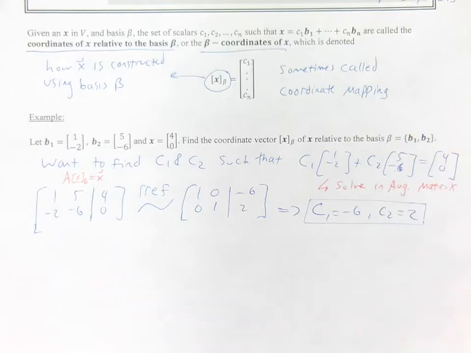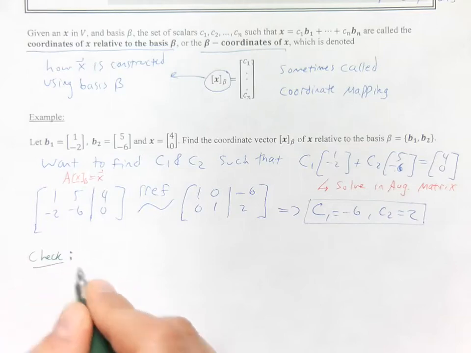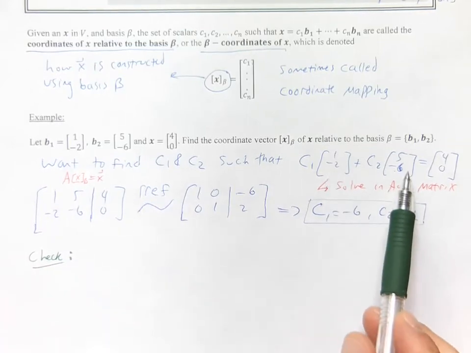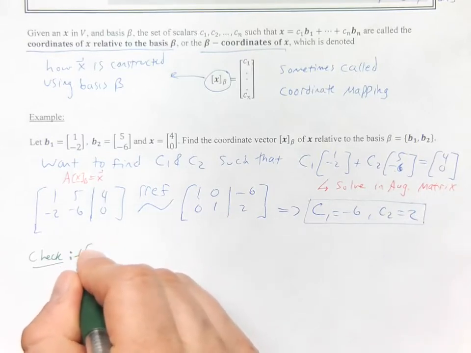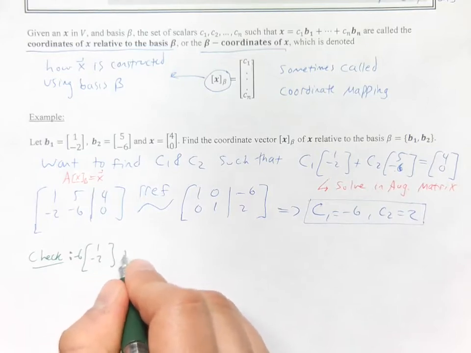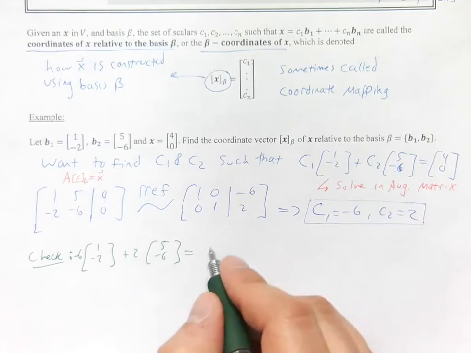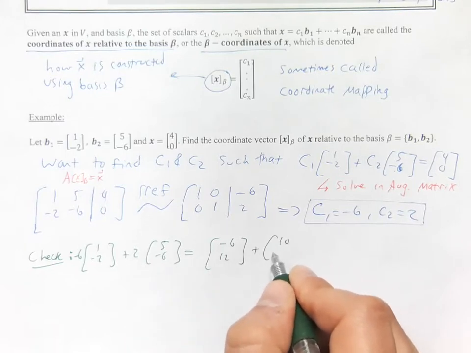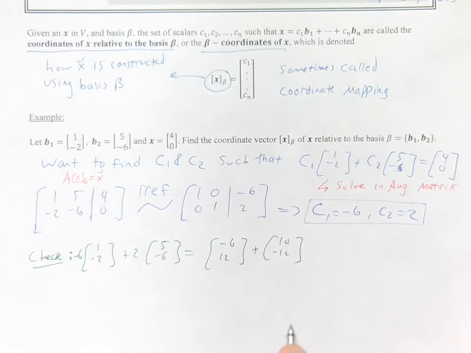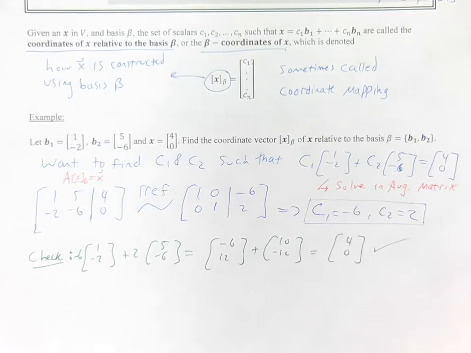And it's a really easy thing to check. I'm just going to write down the check here because you can always do a quick check and see if that actually makes sense. So -6 times the first one plus 2 times the second one should equal 4, 0. -6 times 1, -2 plus 2 times 5, -6. In the first one we'll get -6, 12. 2 times the second one is going to be 10, -12. And when we add these things up, we get 4, 0. And so check, it actually worked.